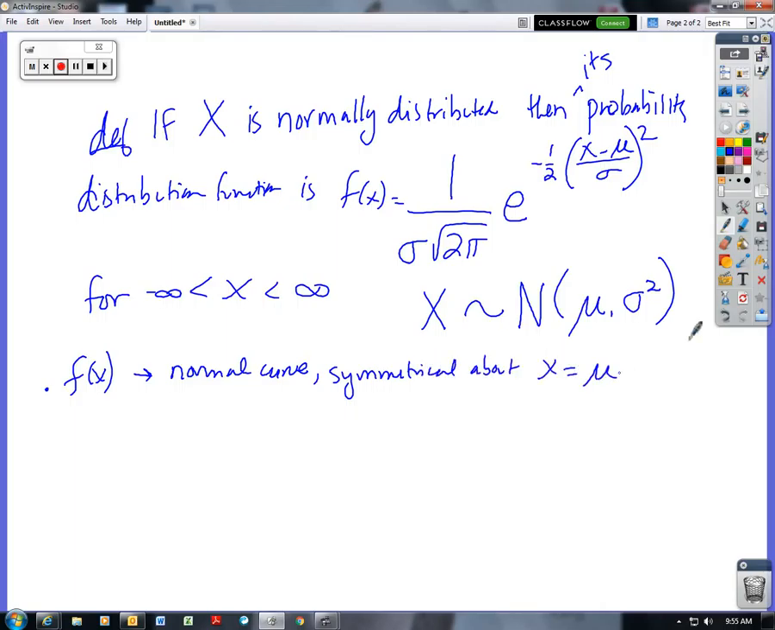Mu is the mean, and the mean is right there. As x approaches positive or negative infinity, what happens to f of x? It's going to approach 0, isn't it? So that's a limit.